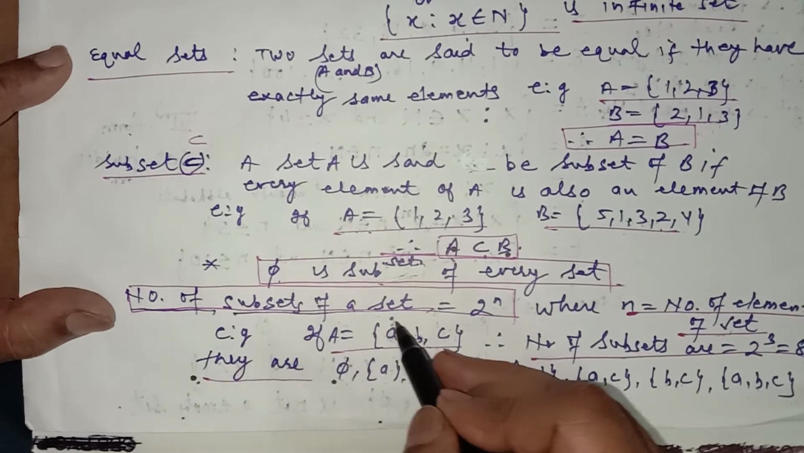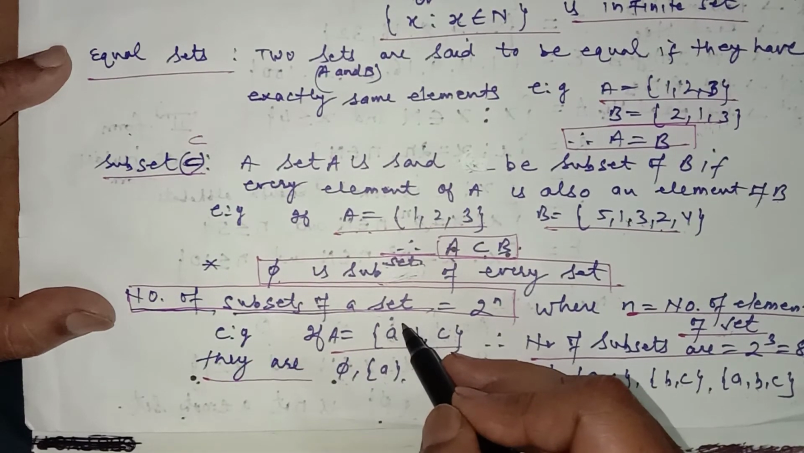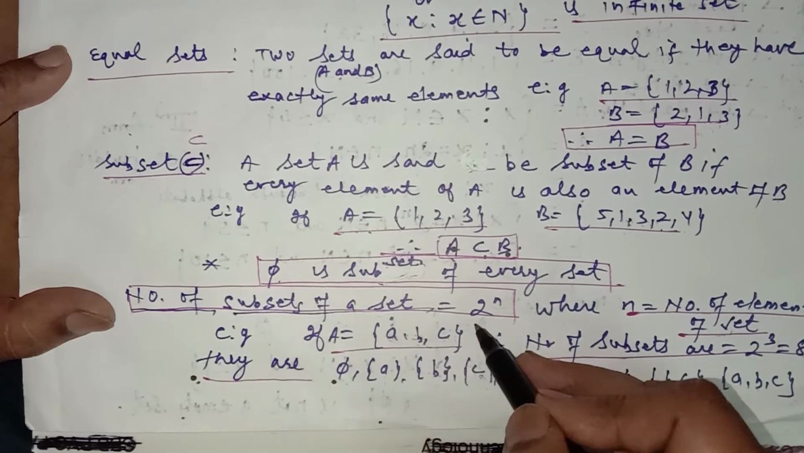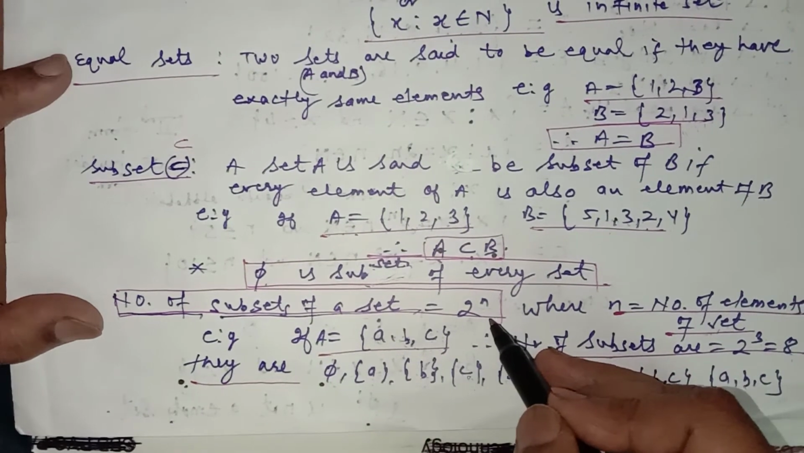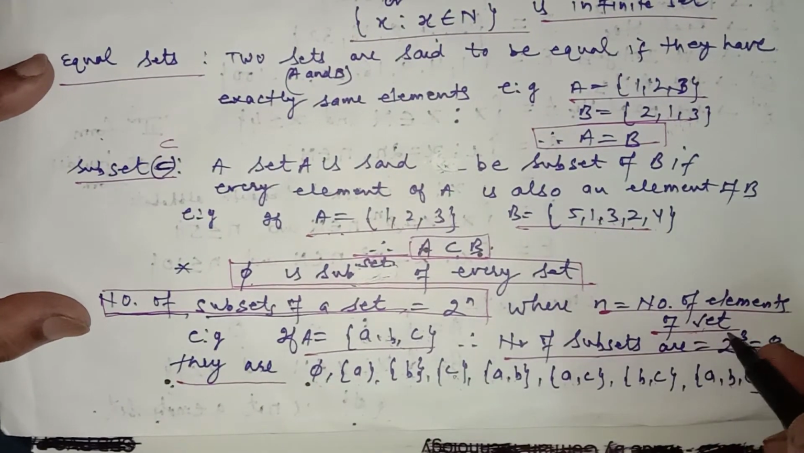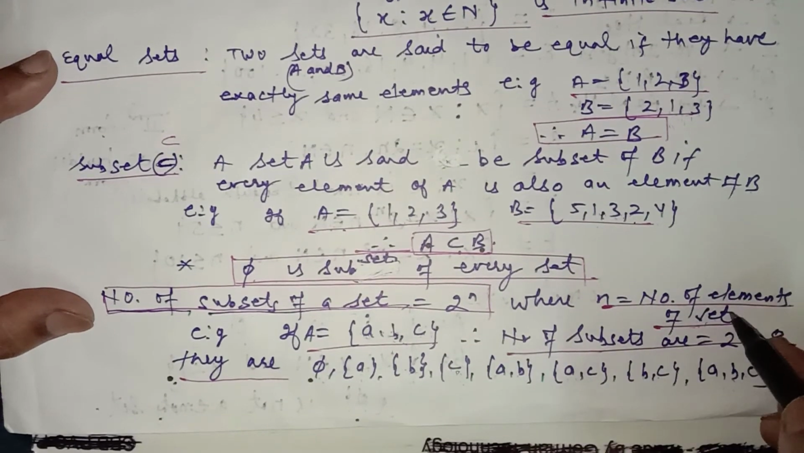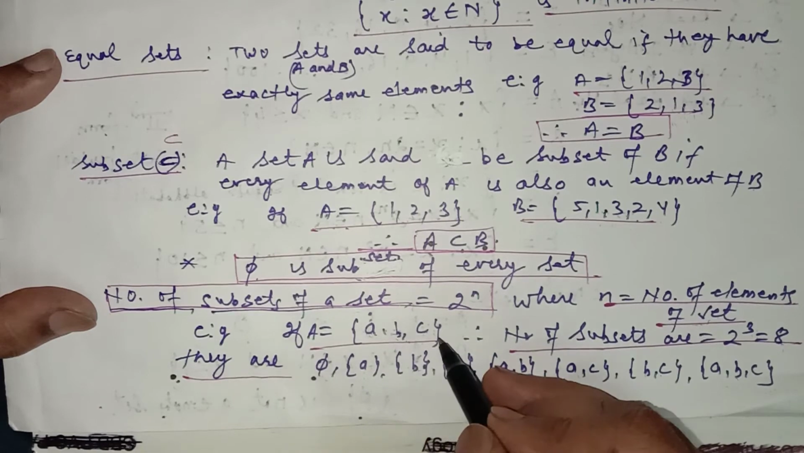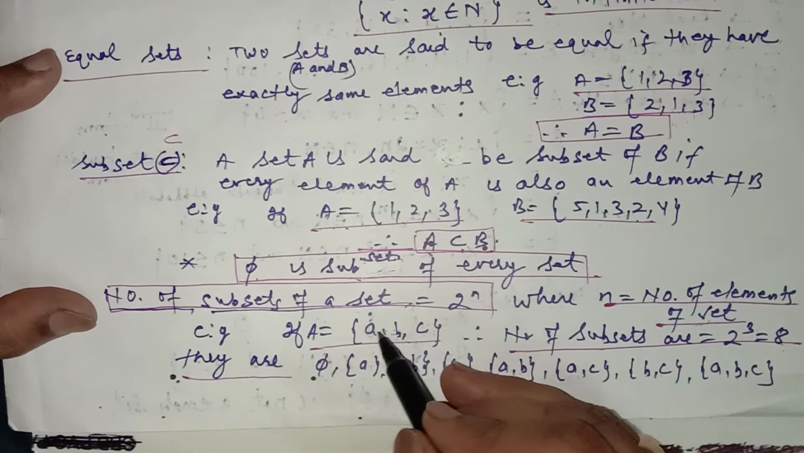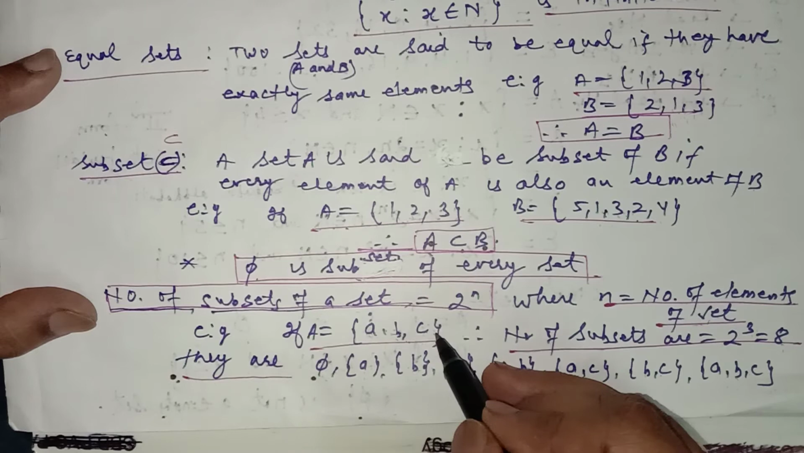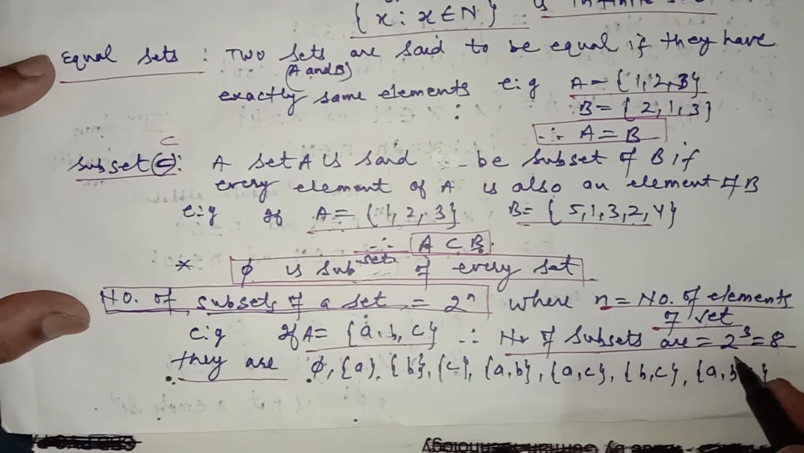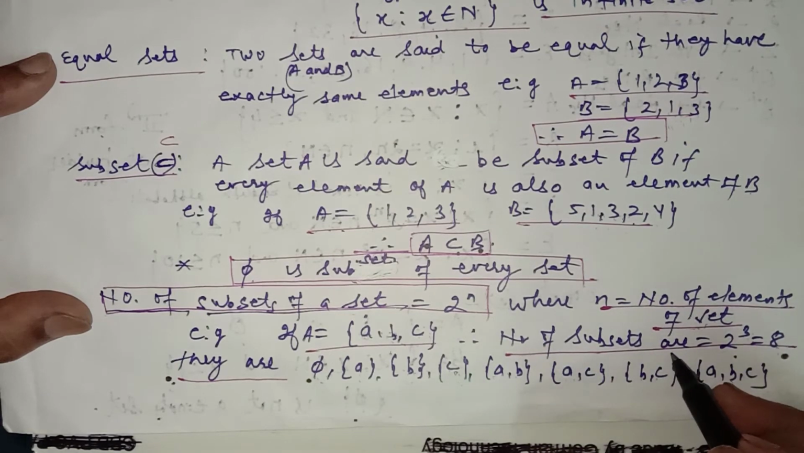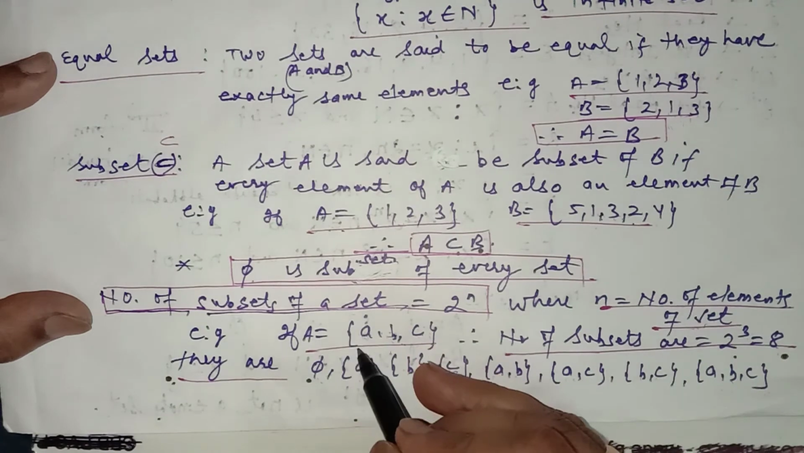Now, the number of subsets of a set. How many subsets you can make of a set is equal to 2 raised to the power n, where n is the number of elements in the set. For example, if set A has the elements 1, 2, 3, how many subsets can we make? How many elements are there in this set? 3. So the number of subsets will be 2 raised to the power 3, which is equal to 8. Now, what are these subsets? Name those subsets for the set {A, B, C}.